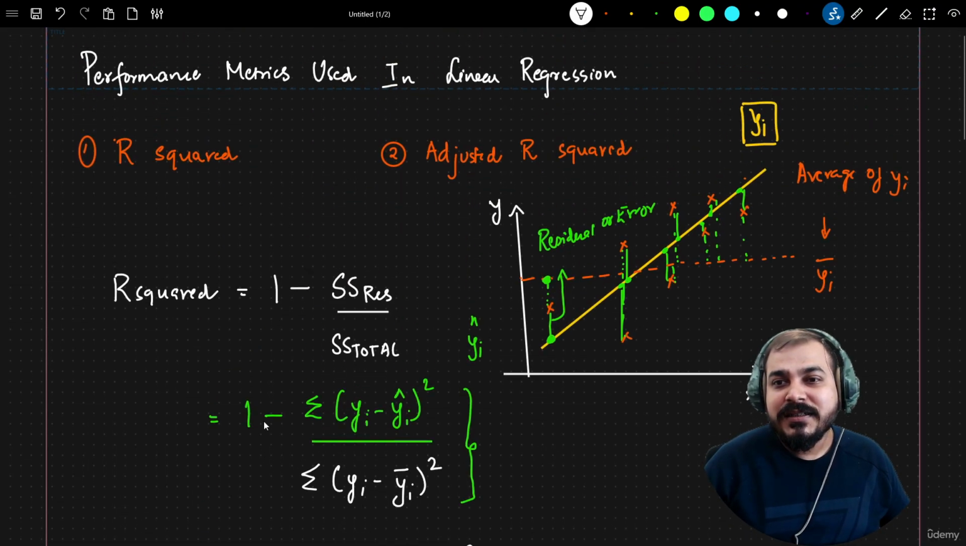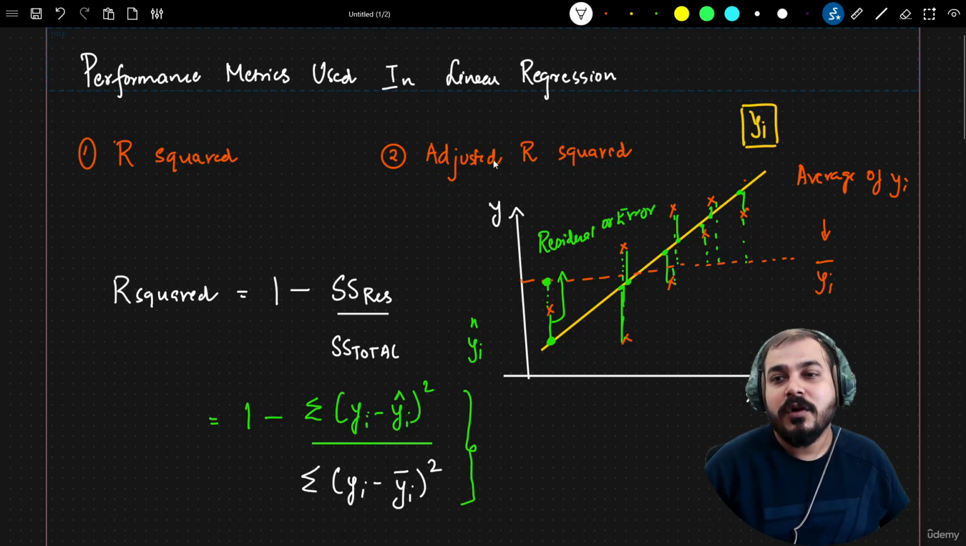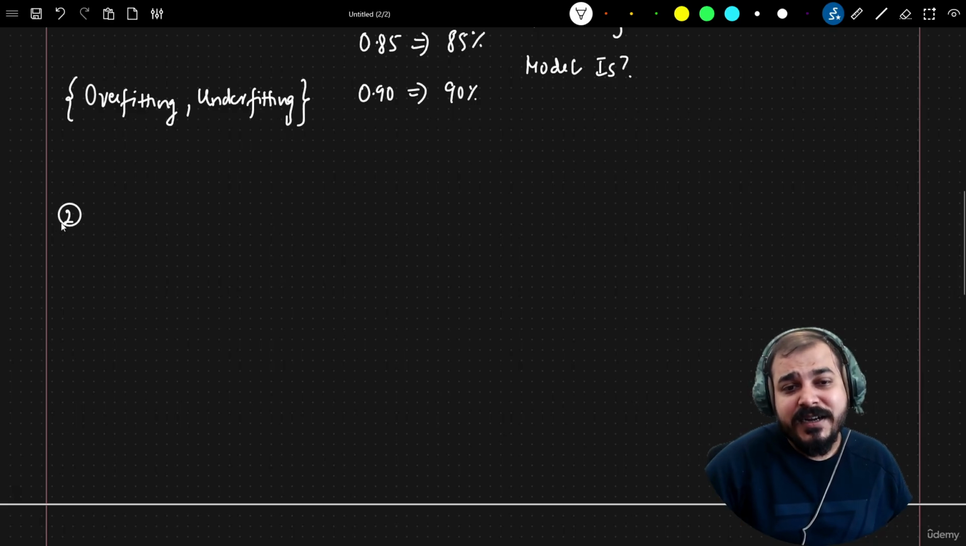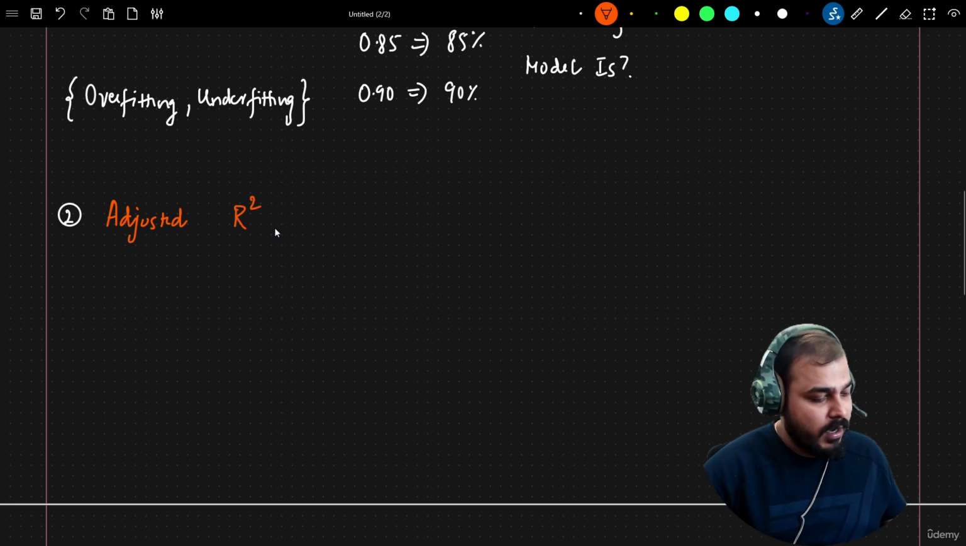Now, let's go ahead and understand the second performance metric, which is called adjusted R square. With respect to adjusted R square, how it is different from R square, that also we are going to discuss. So here I'm just going to write my adjusted R square.